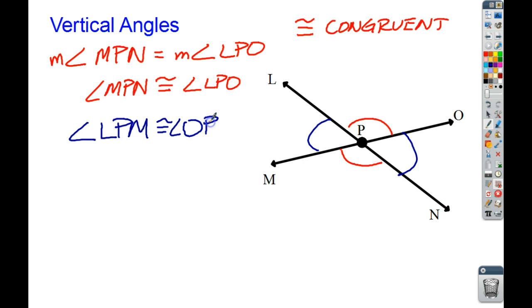angle OPN. Okay, you have to be careful when you use these symbols. We have to make sure that we're very neat when we do this, so that this angle and my L don't get confused. Oftentimes we actually don't use L for that reason. And then let's talk about the angle measure. So the measure of angle LPM is going to be equal to the measure of angle OPN. So if this angle is 40 degrees, this angle will also be 40 degrees. Okay, and that's vertical angles.